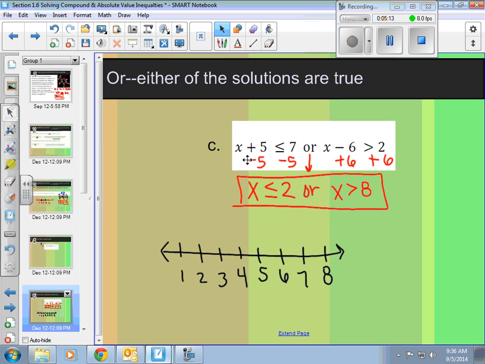At the first one, x is less than or equal to 2. Well, it's going to be a closed circle at 2 because it's equal to. And to be less than 2 is to go to the left. Or x is greater than 8. So greater than 8, open circle. And to be greater than 8, we're going to go to the right towards the numbers 9, 10, and above. And so there is our solution graphed.